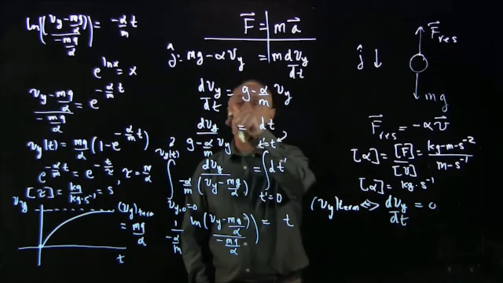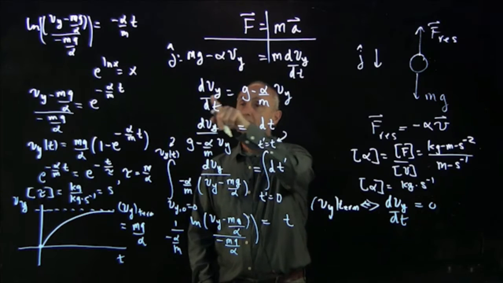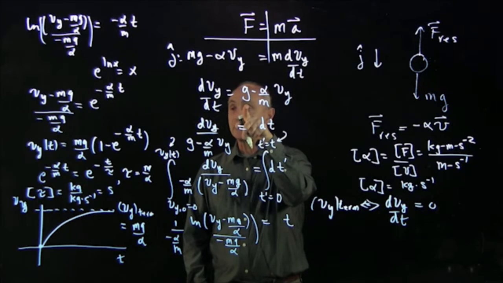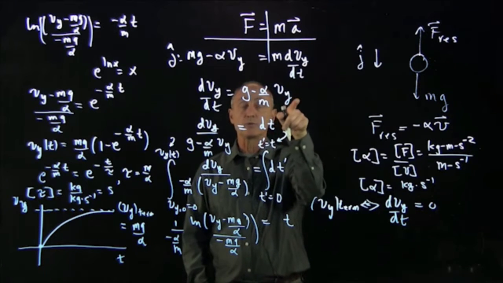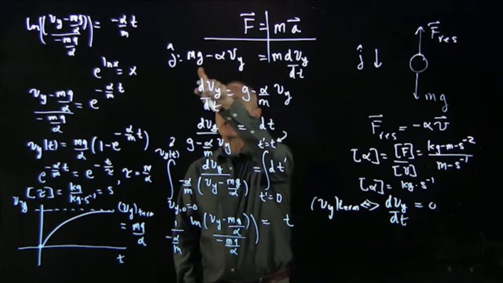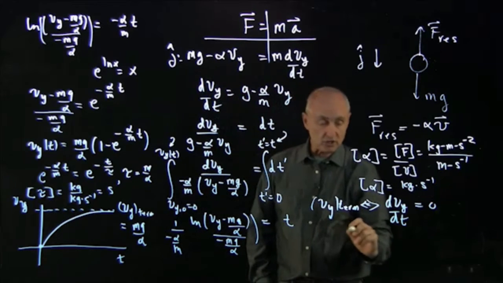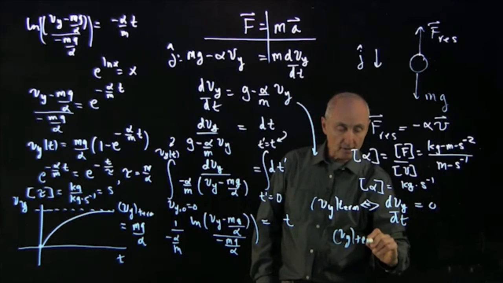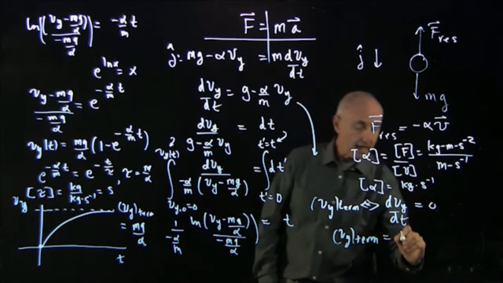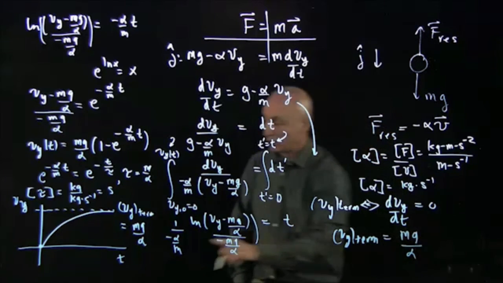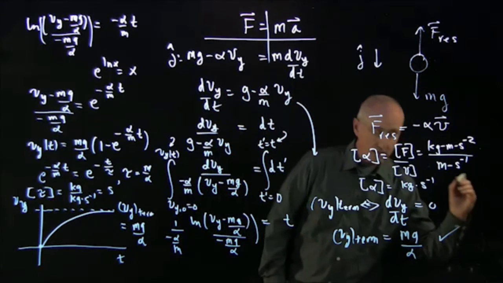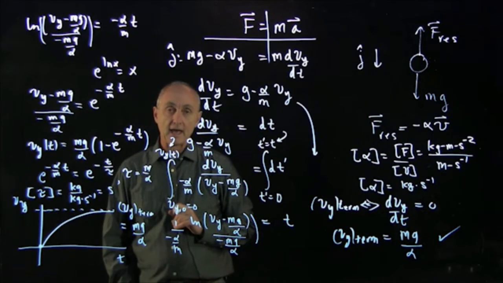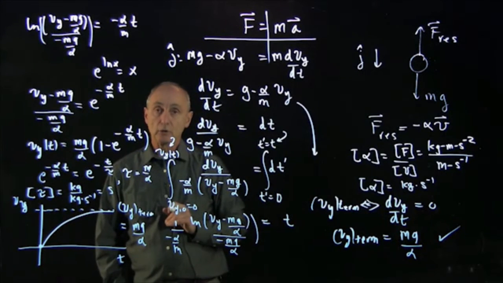And this is the statement, when we go back to Newton's second law, that the acceleration is 0, so the sum of the forces at terminal speed is 0. The resistive force is equal to the gravitational force. And so from this equation here, as a check, we can see that Vy terminal equals mg over alpha, which checks with our calculation. And so we have confidence that we analyzed this correctly. And that gives us our motion.